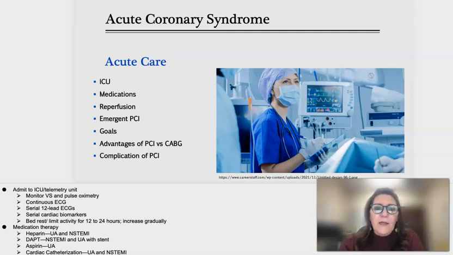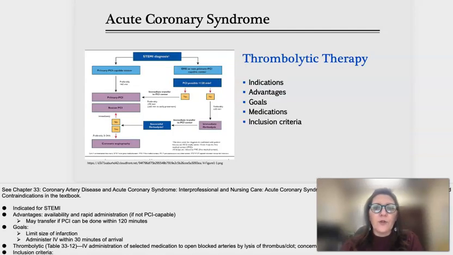For medication, they might need heparin, or DAPT, aspirin. They might need a cardiac cath. They might need reperfusion therapy. So it just depends. They might need an emergent PCI. And there are different advantages of PCI versus a CABG, and lots of complications of PCI. I mean, there are complications of CABGs as well. But just make sure that you read about those two surgeries and what they're all about, and how your nursing interventions would differ based on those two surgeries.